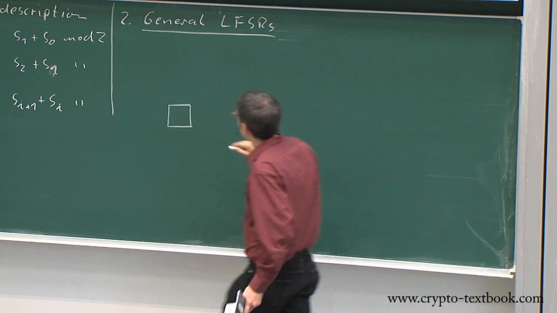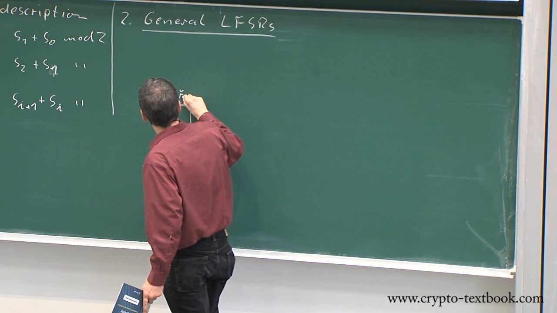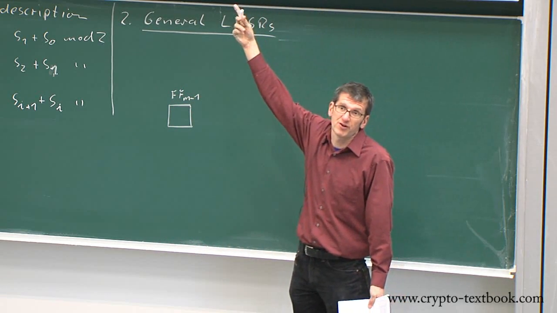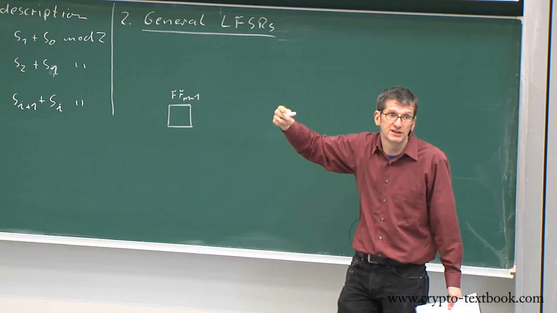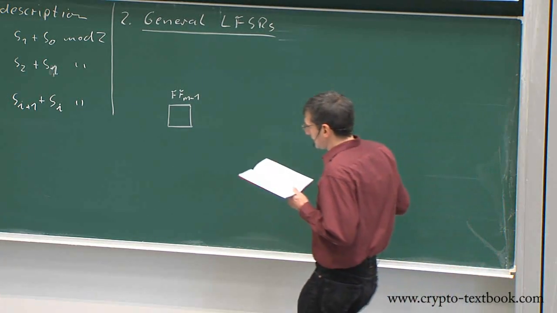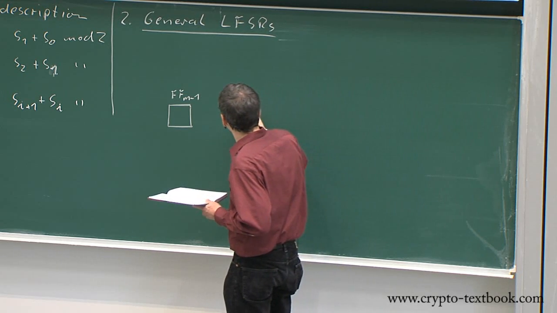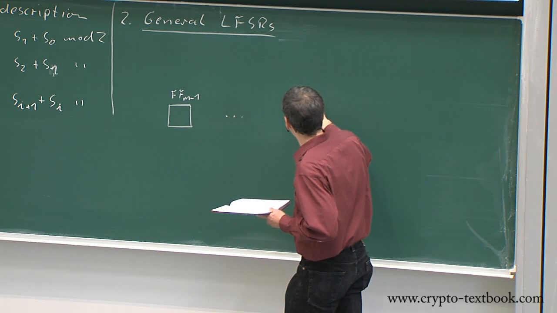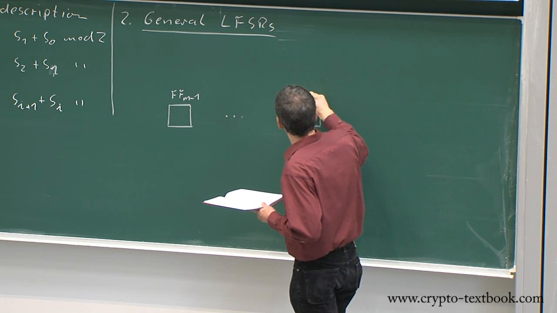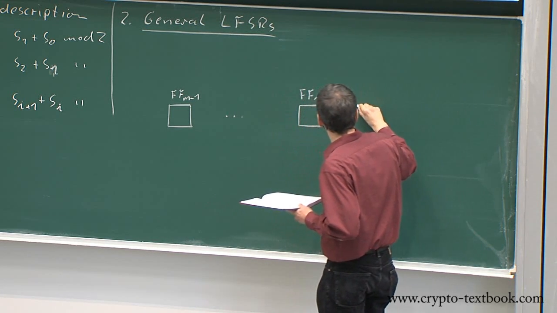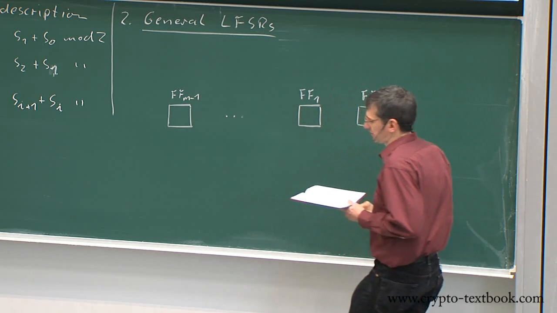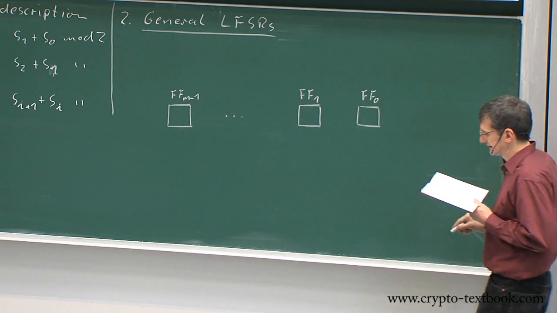So this becomes flip-flop FF m minus 1. In the drawing before, that would be flip-flop number 2, okay? But now we don't have 3 flip-flops, but we have m flip-flops. m is a variable. And then we have dots here, and at the end, the right-hand side of the shift register, this is flip-flop number 1, and the last one, the rightmost, is flip-flop index 0, flip-flop 0 here.